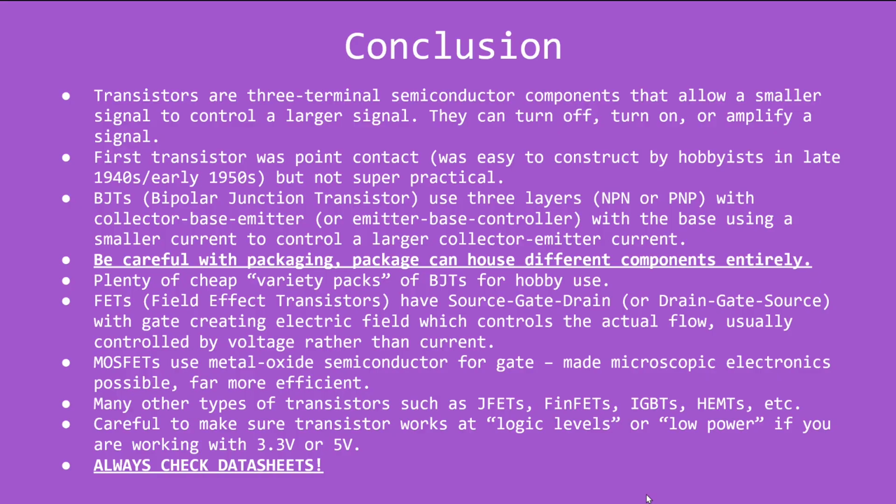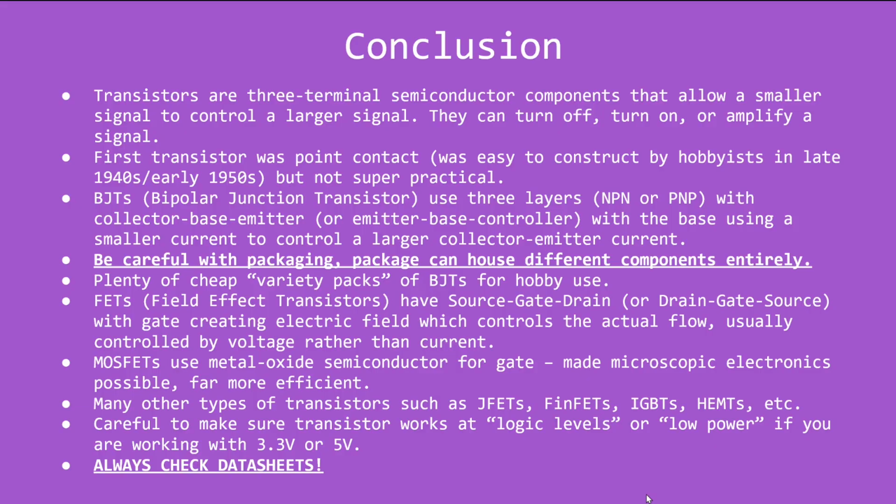A package is just a package and it can house many different types of components entirely. So just always check those data sheets. And if you don't know the data sheet, get something out to read off the numbers. You'll find plenty of cheap variety packs of BJTs and MOSFETs for hobby use. There might even be ones for JFETs, I'm not entirely sure. We also mentioned FETs, that's field effect, where basically there is an electric field between two of the same type, so N type and N type. That's what allows the flow.